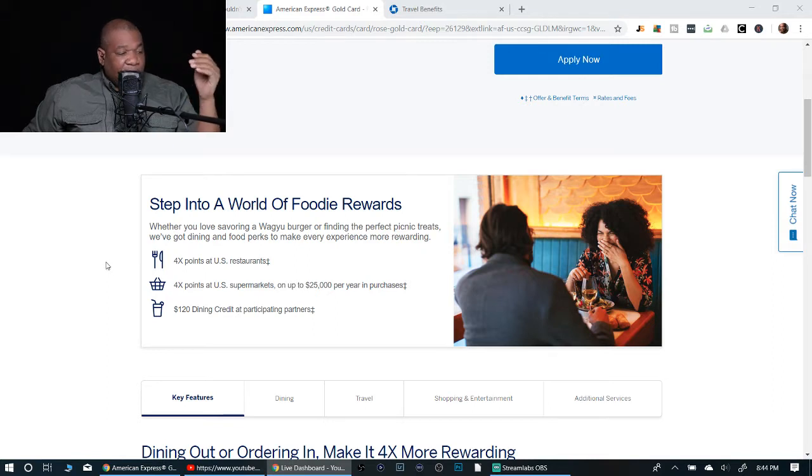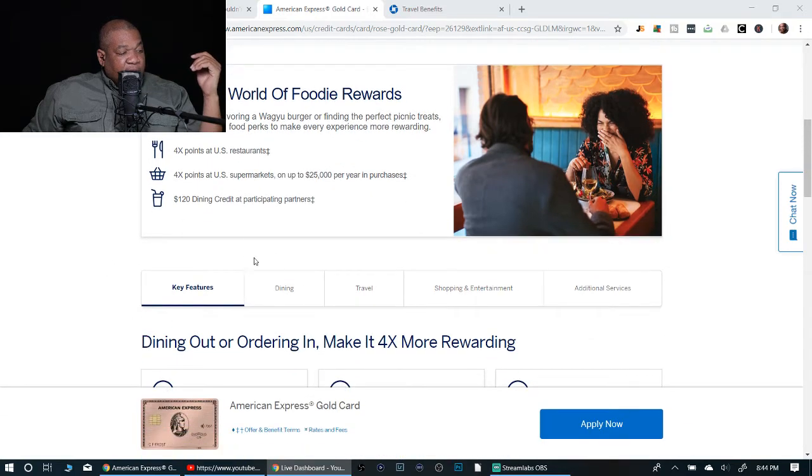I think $1,500 is the cap, so just be aware of that. Let's look at the dining credit. You have a $120 dining credit, which is good. But with a dining credit, you have to be able to use it.